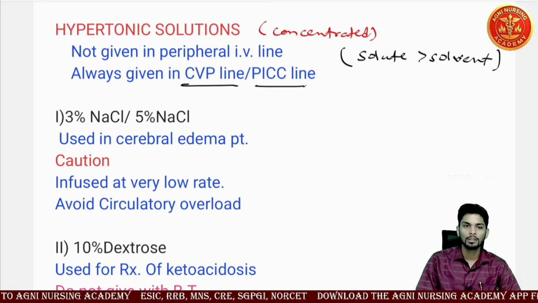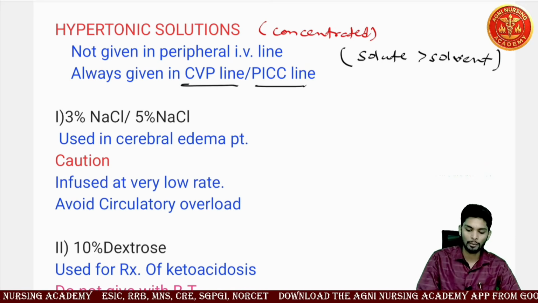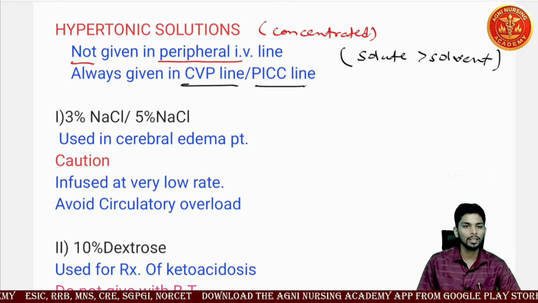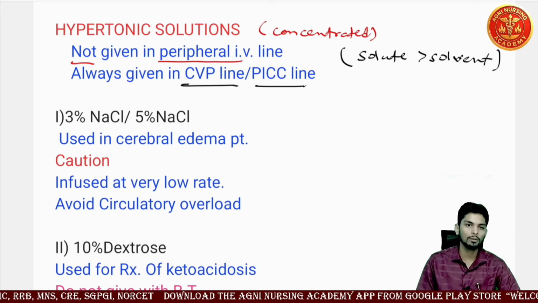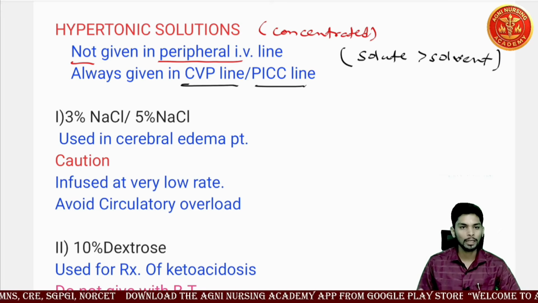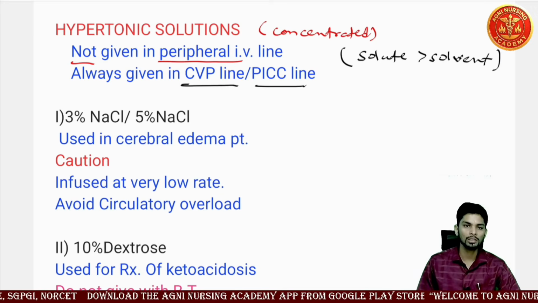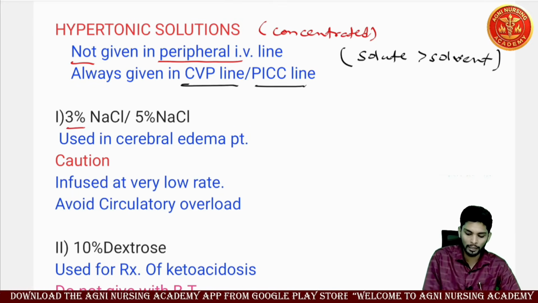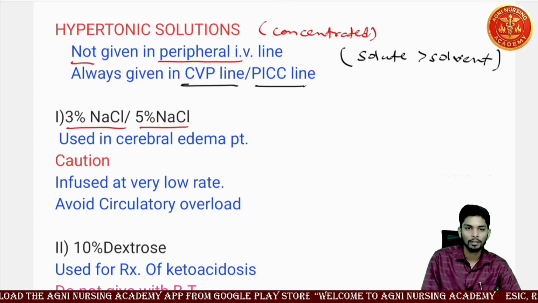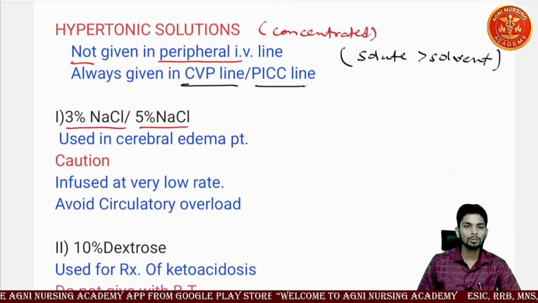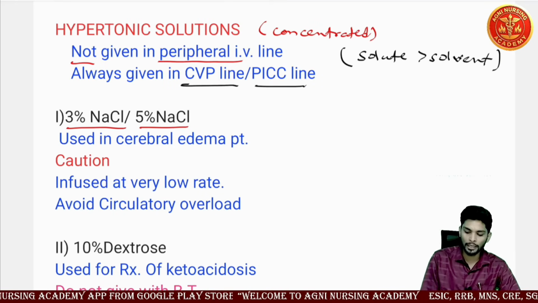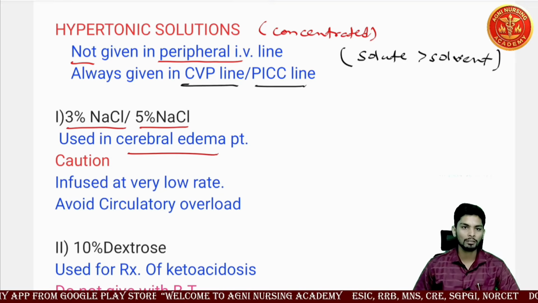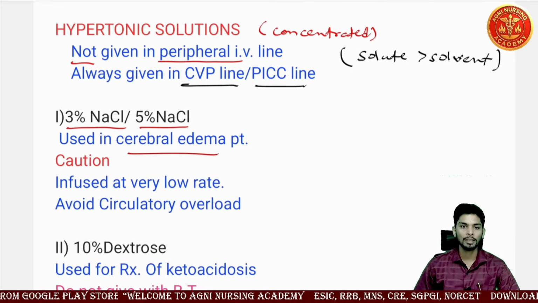Okay. So this is the precaution we have to take while giving hypertonic solution: not given in peripheral IV lines. Always we have to administer through CVP line or PICC line. Okay. What are those solutions which are considered hypertonic? First one is 3% normal saline or 5% normal saline. These are hypertonic solutions. These solutions should be used in cerebral edema patients. The patient should have a cerebral edema. For that patient, we will administer 3% normal saline or 5% normal saline.